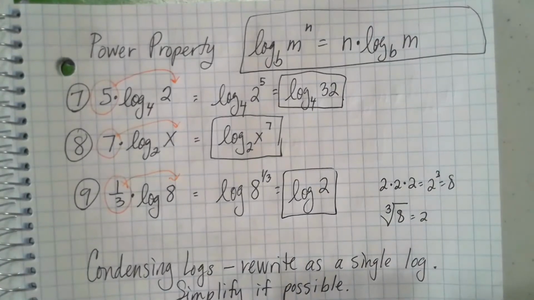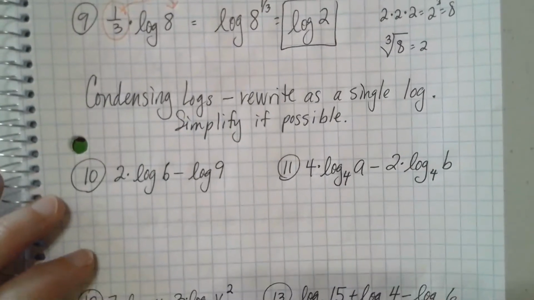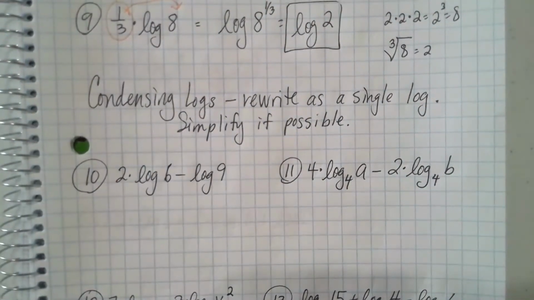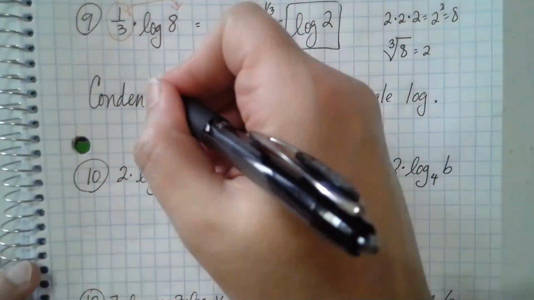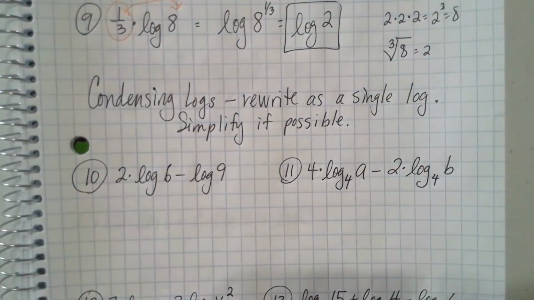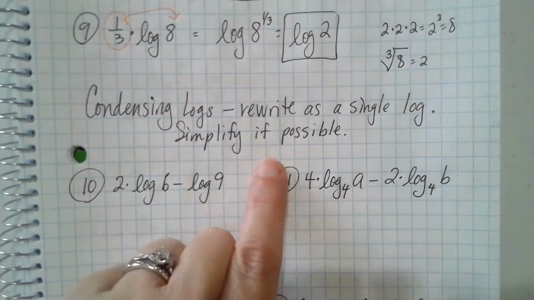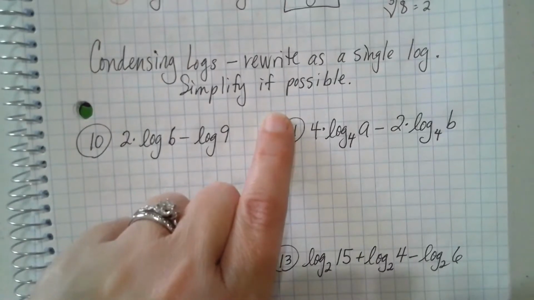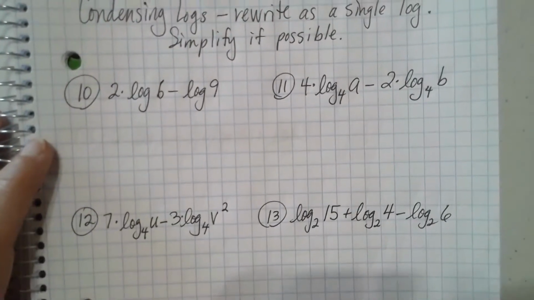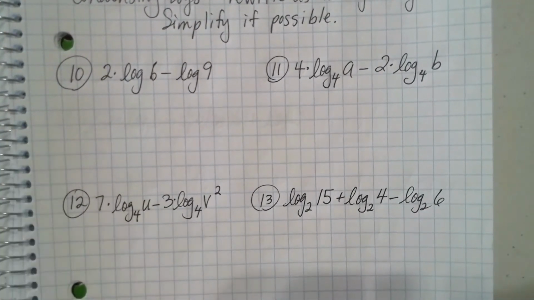Okay, so let's put this all together. This is called condensing logs. Condensing means consolidating, right? Minimizing, simplifying. Okay, so we are going to rewrite this as a single log. We do not need to evaluate, but we do want to simplify if possible. Okay, so take a minute to write these down, and we'll go through these, and I have a couple more complex ones on the other side that we'll do as well, just so we see plenty of examples of this.